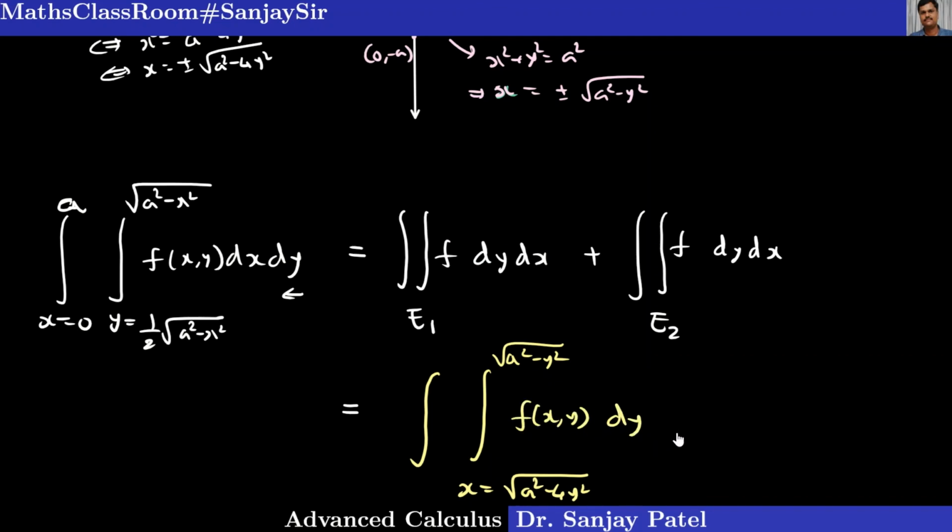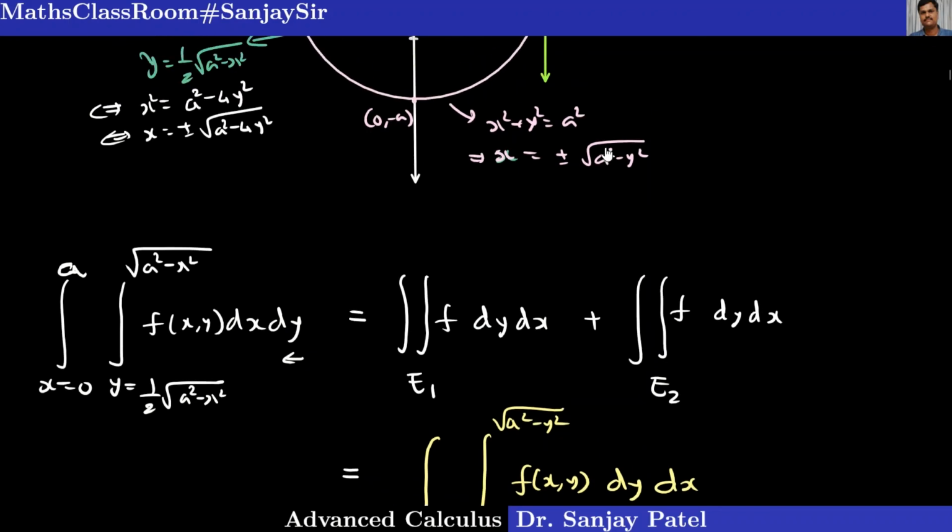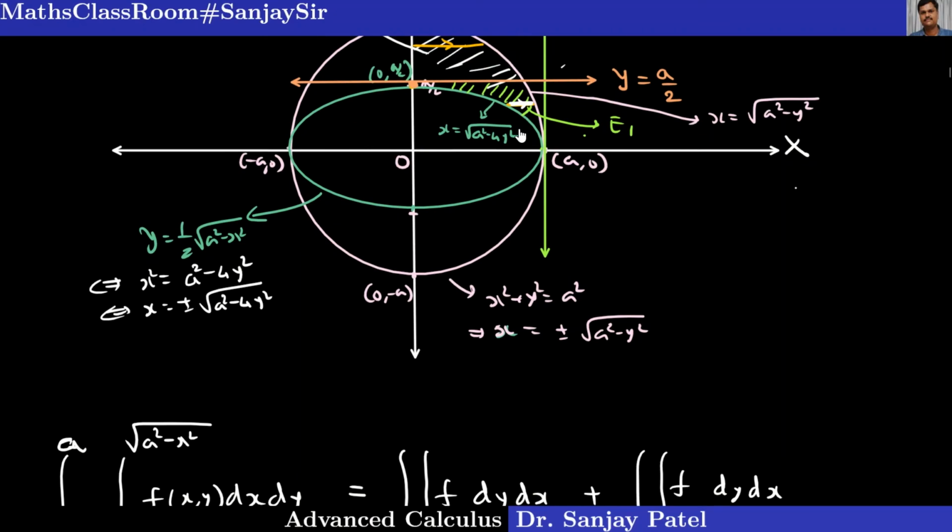So it is integrated with respect to x first, and now to write down the limits of y, which are constants, what you have to do is, in the region E1 you have to find the minimum value of y and the maximum value of y, when you enter the region and when you come out of this region. When you enter this region, if you move in this direction, the first point is on the x-axis, and for any point on the x-axis, the value of y is 0.